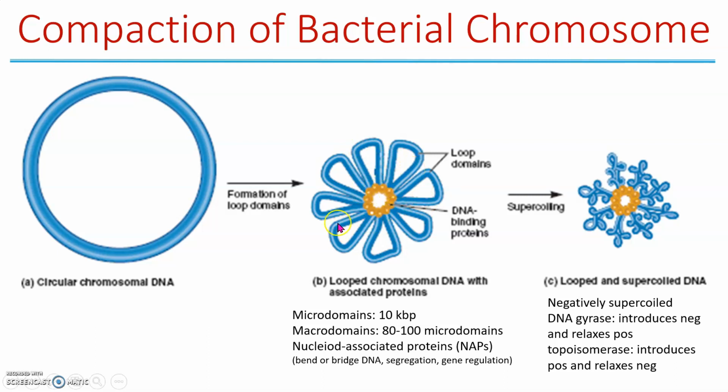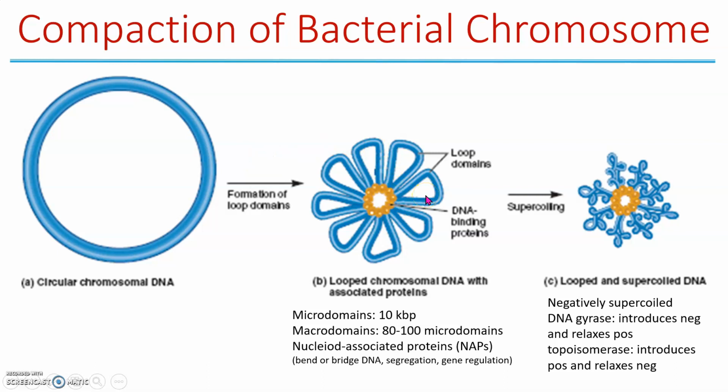And now these loops are maintained by these nucleoid-associated proteins, okay, also called NAPs. Now, they can bend the DNA, they can act like bridges that cause DNA to bind, they can facilitate chromosome segregation, they can play a role in gene regulation. So some examples of NAPs are these histone-like nucleoid structuring proteins, so HNSs, and structural maintenance of chromosome proteins, SMCs, which are also found in eukaryotes. So what does that tell you? If you have a protein in bacteria and eukaryotes that have a similar job, think about that.